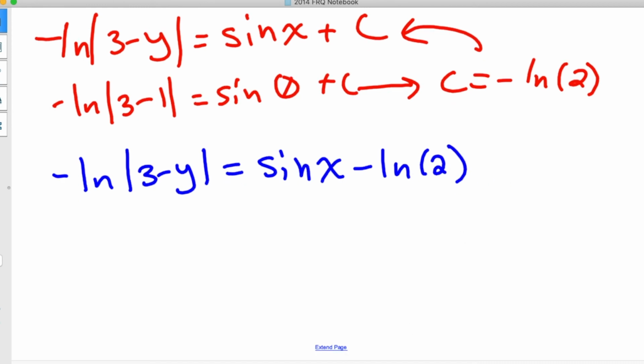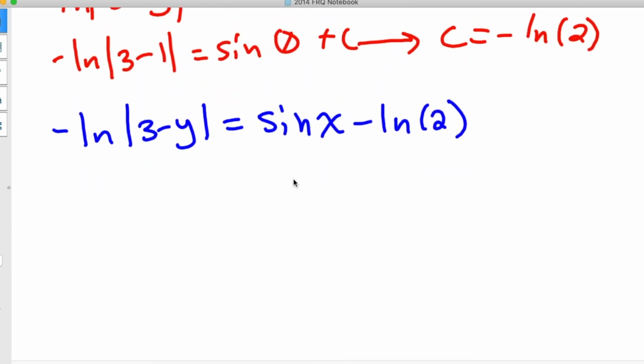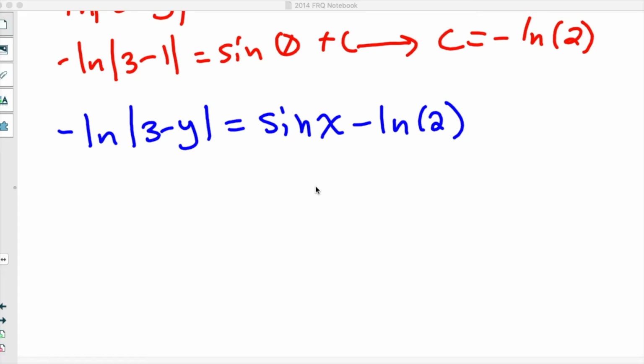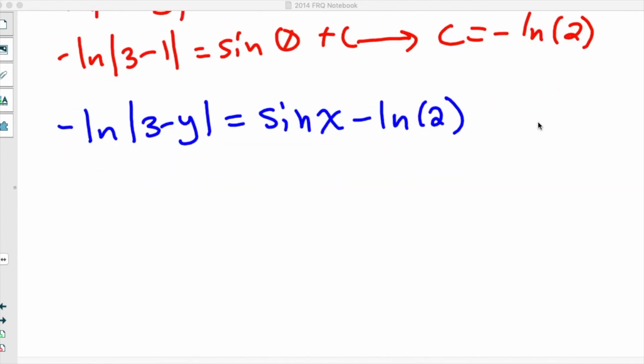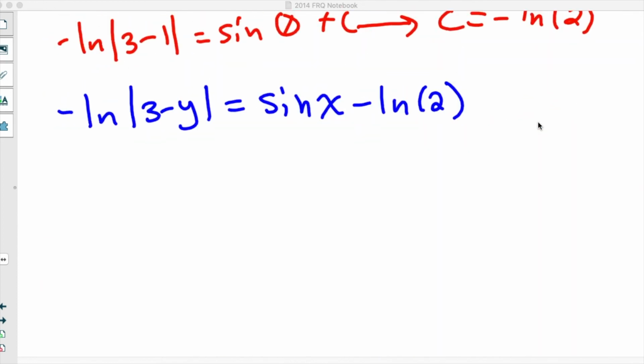So now I need to solve for y. I have to get this y all by itself. All right, so this is going to take a little bit of work. We have to get rid of the ln first, so I'm going to take both of these sides and raise them to the power of e. We need to think about how we can get rid of these absolute values, and if we look up above, we know that our y values are going to be less than 3. Our y value is 1 here, so since the y value is less than 3, we can just get rid of that.